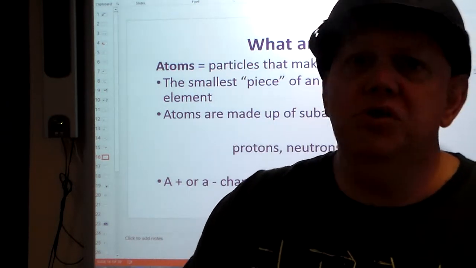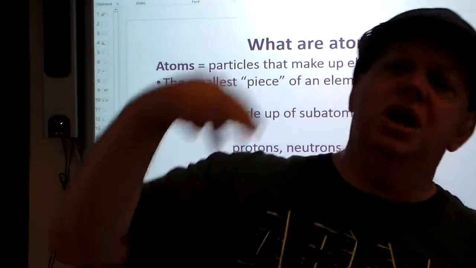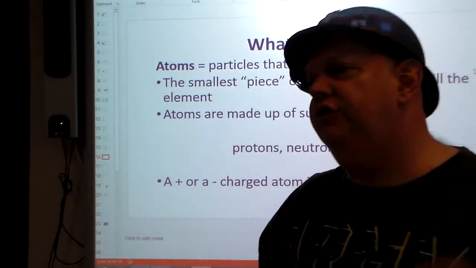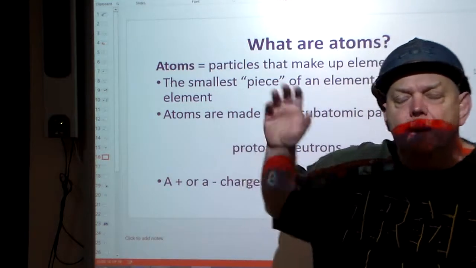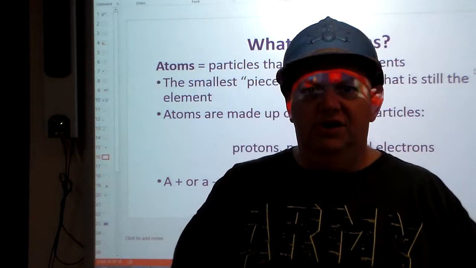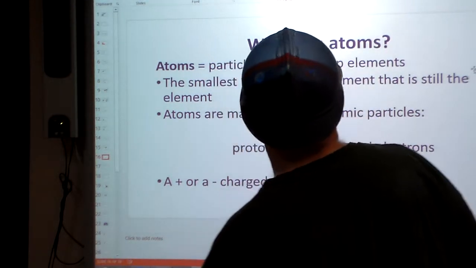No. A proton is a proton is a proton. A neutron is a neutron is a neutron. An electron is an electron is an electron. It doesn't matter if it comes from gold, silver, or platinum. It doesn't matter. Because at that point, all protons are the same. All neutrons are the same. All electrons are the same. That's how it works. Okay?